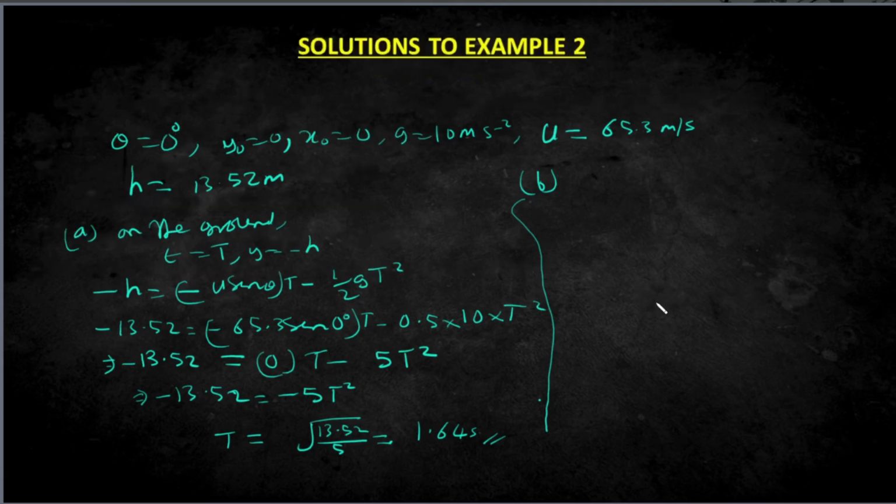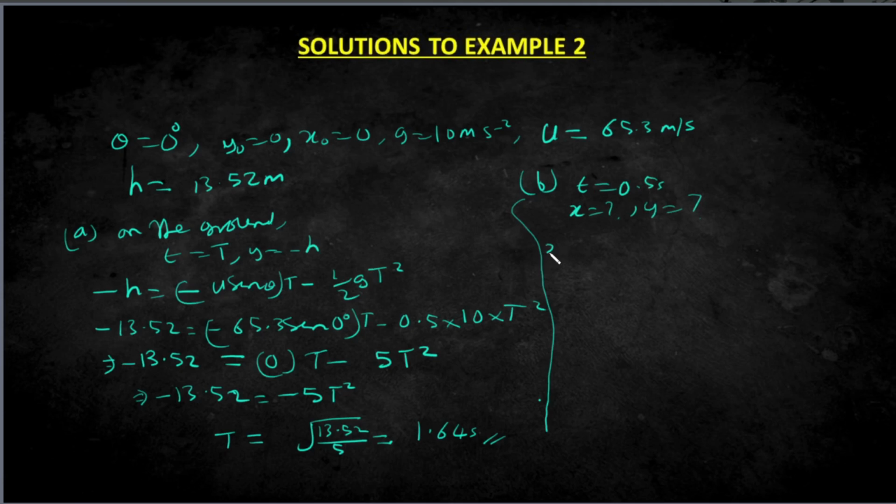Okay, now the next question is to calculate the position of the object after 0.5 seconds. So that means our t here is 0.5 seconds. That means we want to find x, and then we want to find y. So that is it.